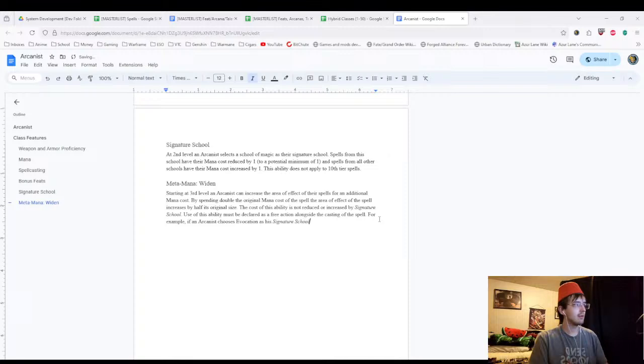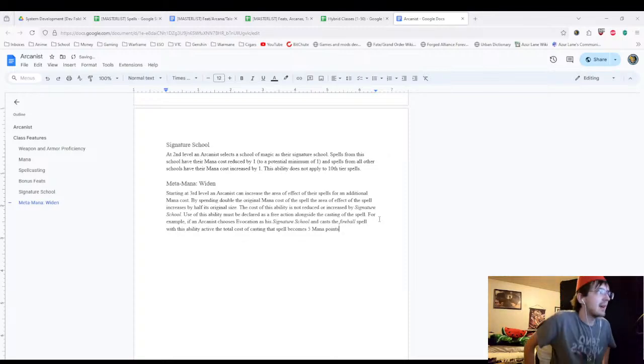So, the Signature School casts the Fireball spell with this ability active. The cost becomes, let's see, 2 plus 5. Becomes 5 mana points, right?